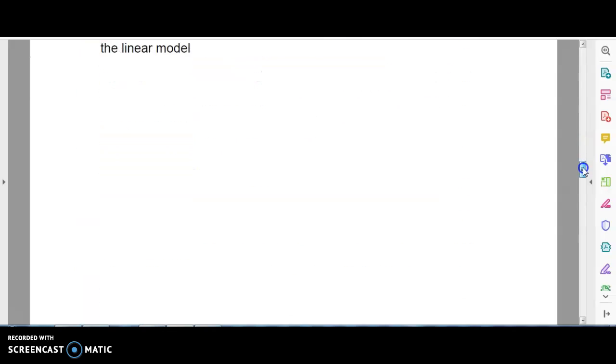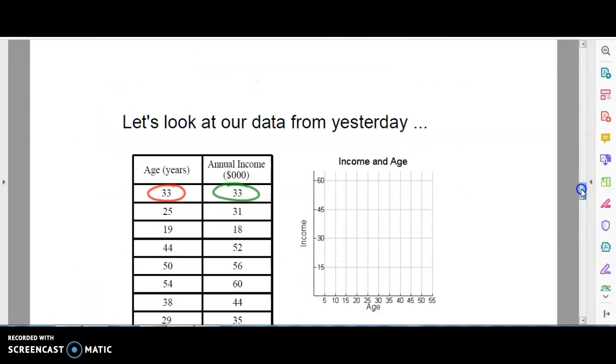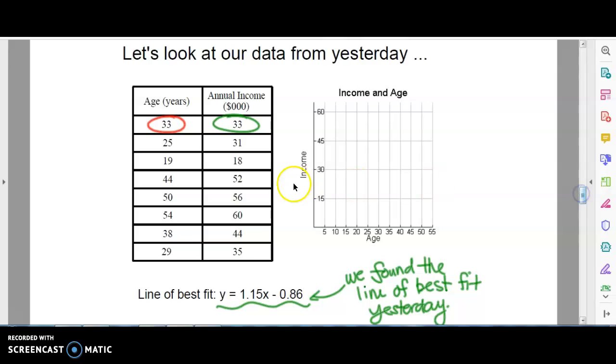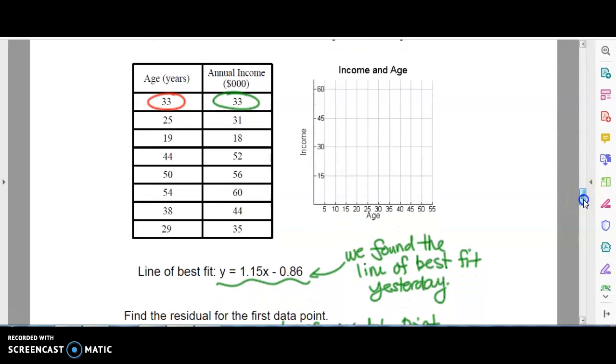Okay, and actually, sorry, we have an example here. Using the same data from the previous lesson, where we had the age of the employee in years and their corresponding annual income, if we had to draw a residual plot, how would we do that?